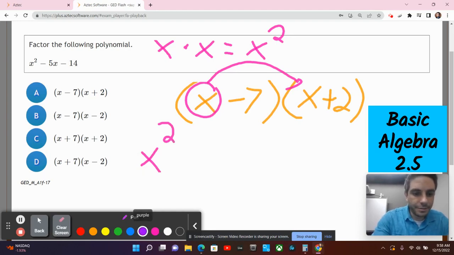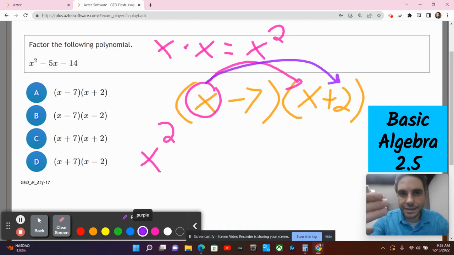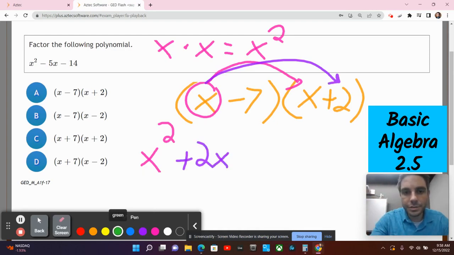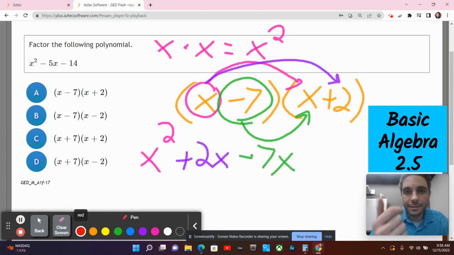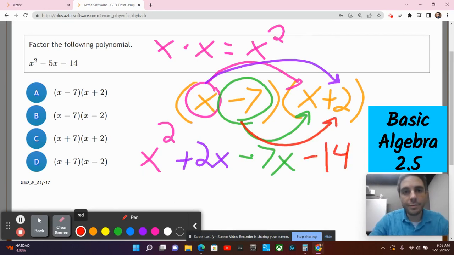Then we're going to do x times positive 2, which is just going to be 2x. Then we're going to go to the number negative 7 and times that with x, which is going to be minus 7x or negative 7x. And finally, we're going to go from negative 7 to positive 2, negative 14. And there we have all four combinations. Now we have an expression with no parentheses too.